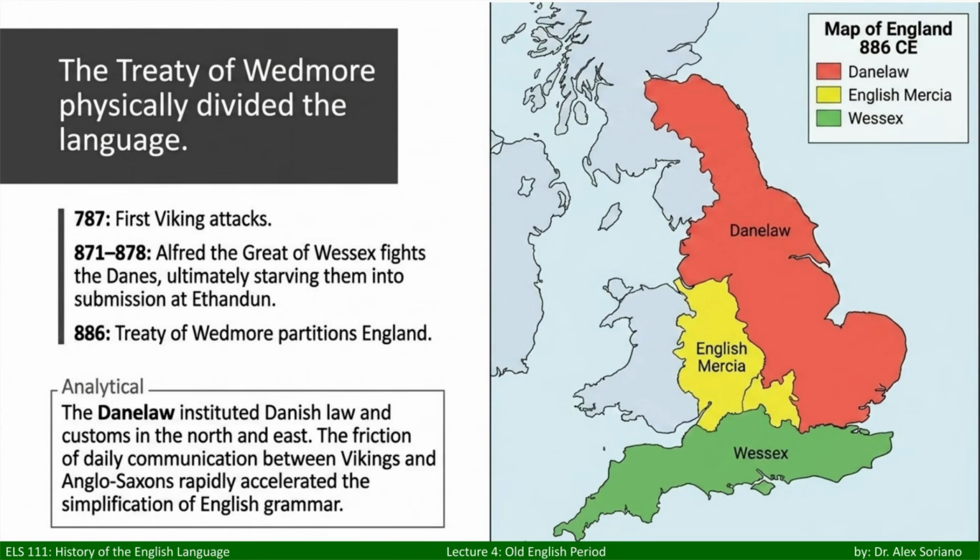Now, the linguistically important part. The Danelaw instituted Danish law and customs across the north and east. But daily life didn't respect that boundary neatly. Vikings and Anglo-Saxons lived side by side, and the friction of everyday communication between two related but distinct Germanic languages rapidly accelerated the simplification of English grammar. When two similar but different languages are forced into constant contact, speakers tend to drop the complicated endings that don't match between them just to be understood. That's exactly what began happening here.